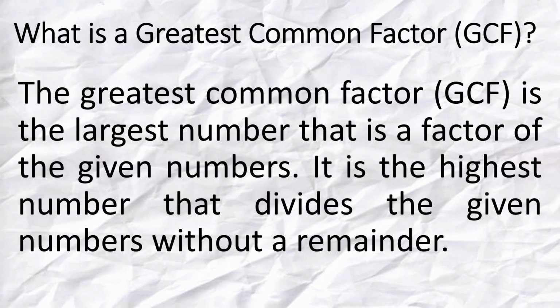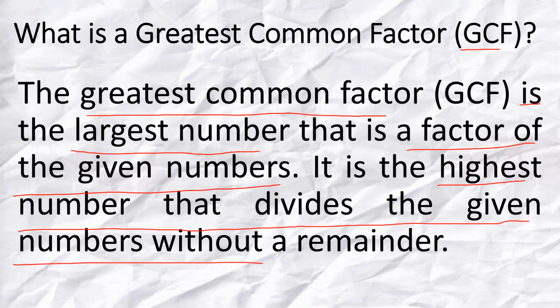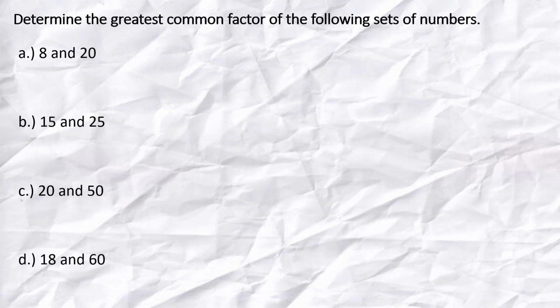Now, what is the greatest common factor, or what we call GCF? The greatest common factor is the largest number that is a factor of the given numbers, and it is the highest number that divides the given numbers without having a remainder. So for example, we have here, determine the greatest common factor of the following sets of numbers. The method that we're going to use here is what we call the continuous division.